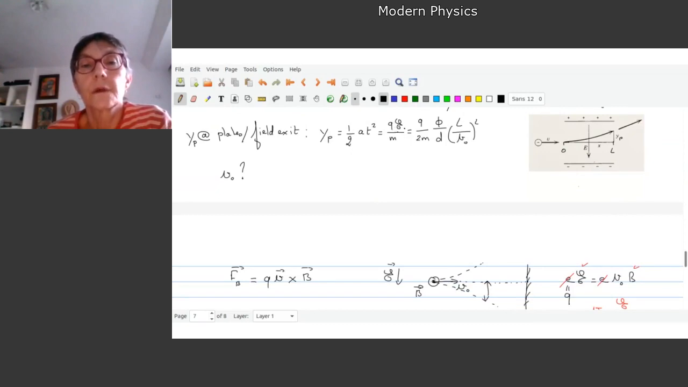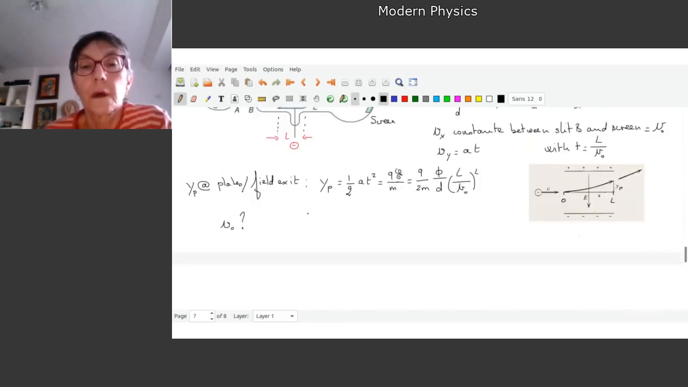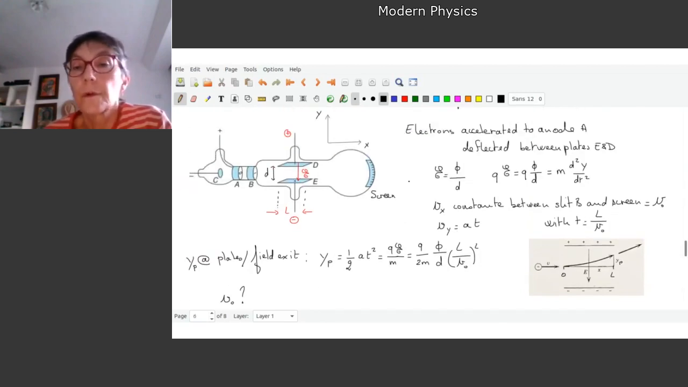This is not correct, right? Okay, this is not correct because the acceleration is Q over M E, but here we have T square. So this is T square.